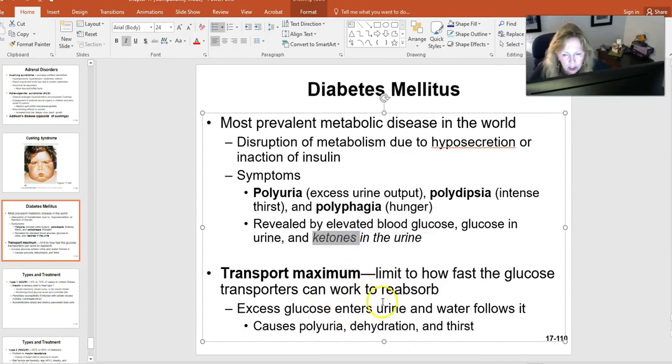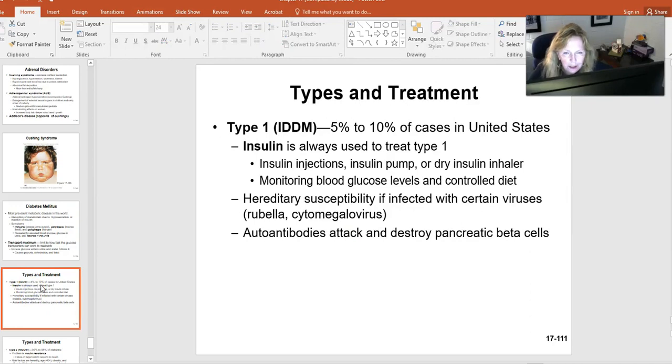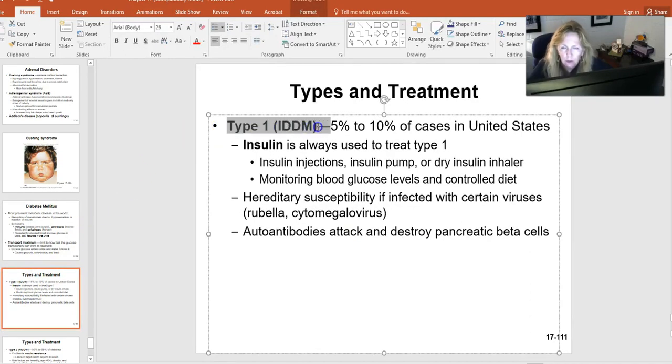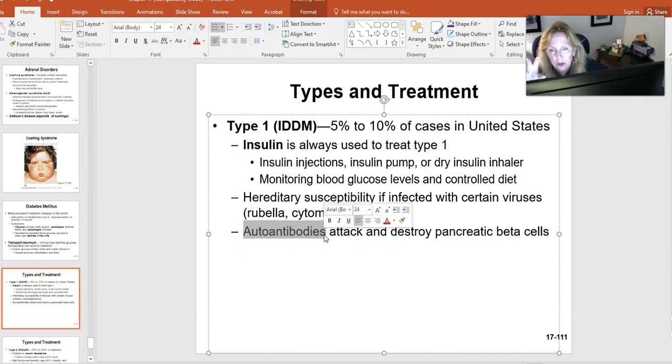Okay, so the different types. Let's look at the types. Type 1, and you want to know this, is called insulin-dependent diabetes mellitus, and is the type that is actually autoimmune. It says it makes autoantibodies. So this is the autoimmune one, where the person's immune system starts attacking the beta islet cells in the pancreas, and insulin levels start to go down.